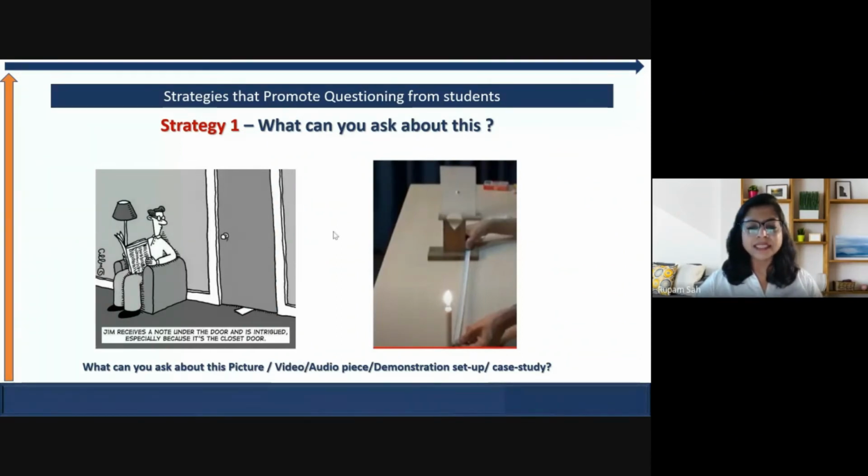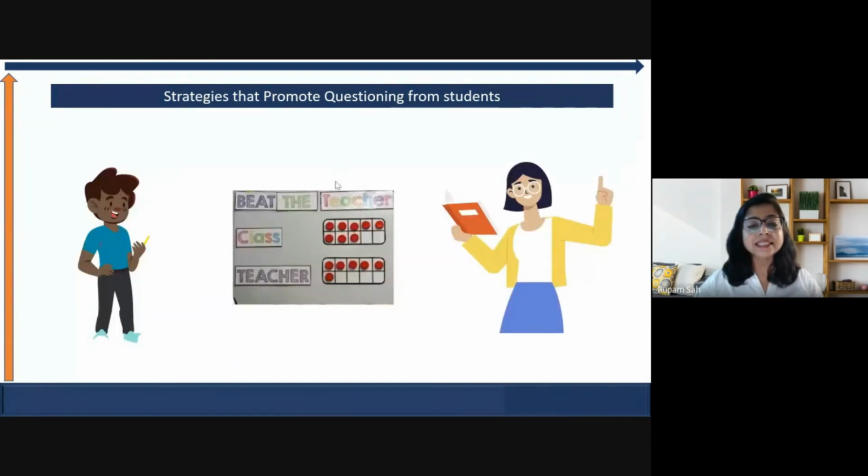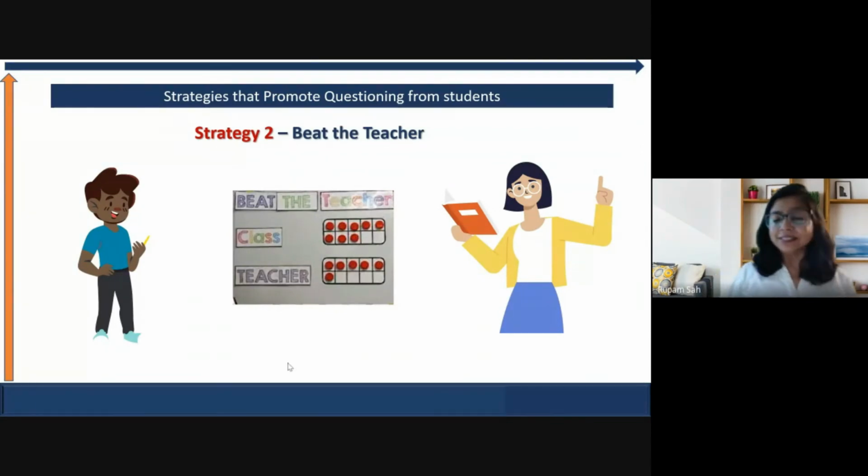And obviously, they will be asking you very relevant things. Then the next strategy is known as beat the teacher, right? In this strategy, which is again a very interesting one, suppose you have finished a lesson and you want to go in for a good revision of that lesson. So you can say, fine, we've now finished this.